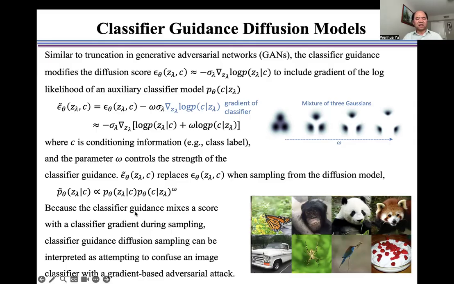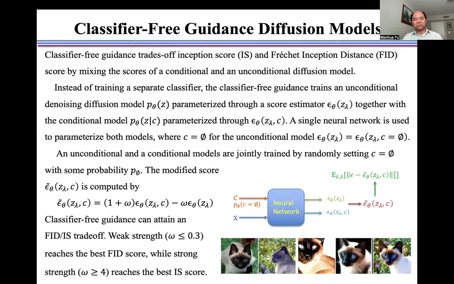Because the classifier guidance mixes a score with a classifier gradient during sampling, classifier guidance diffusion sampling can be interpreted as attempting to confuse an image classifier with a gradient-based adversarial attack. Here are some samples generated by using classifier guidance diffusion model.